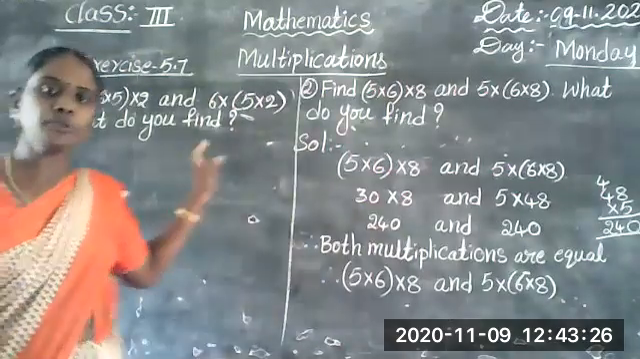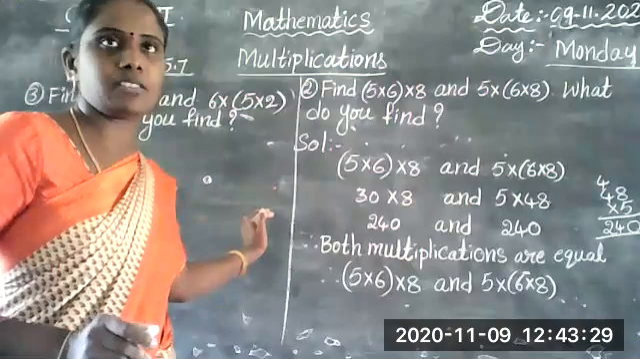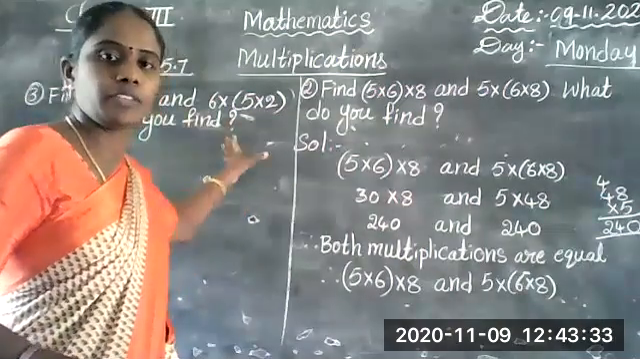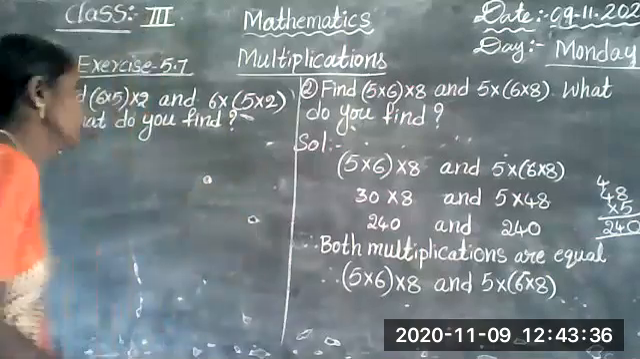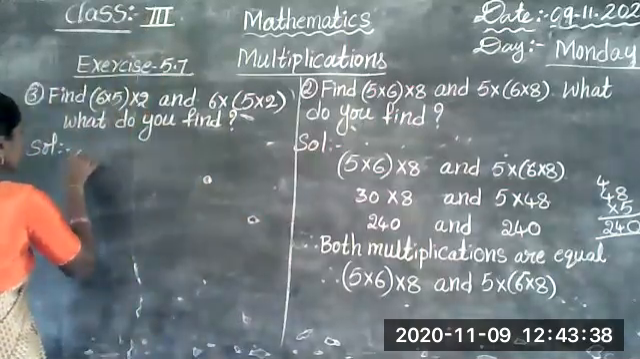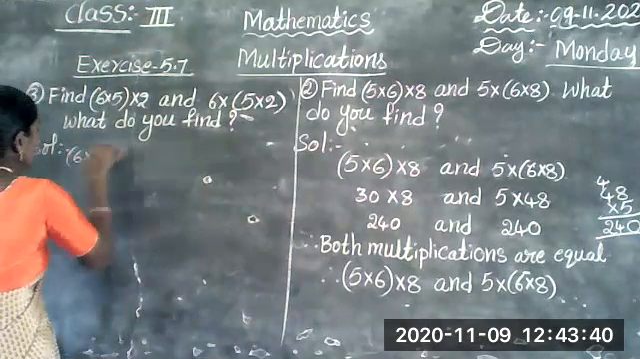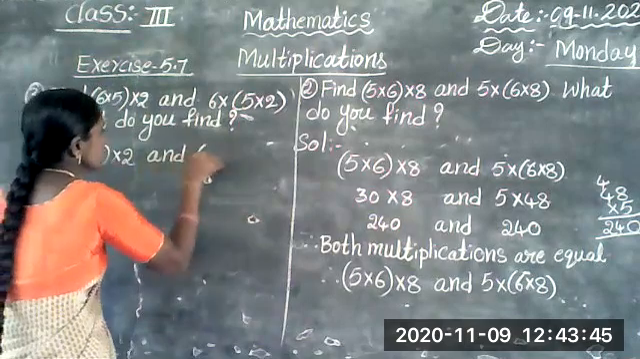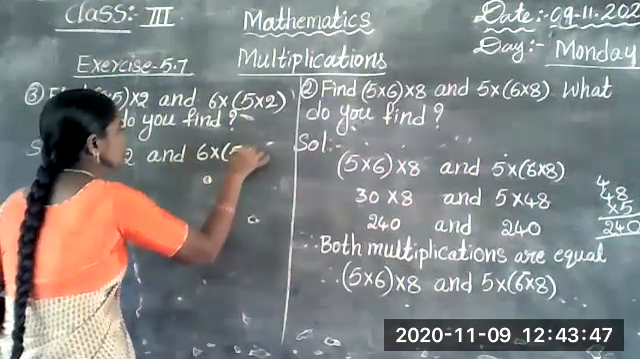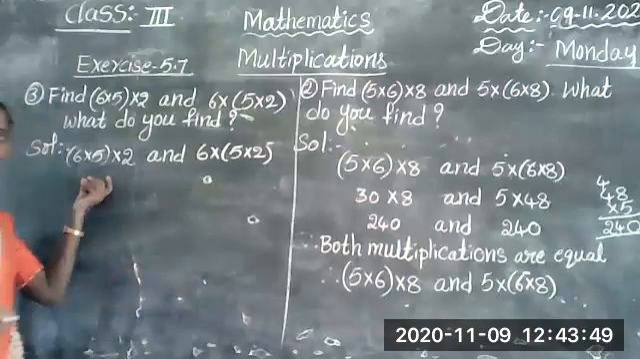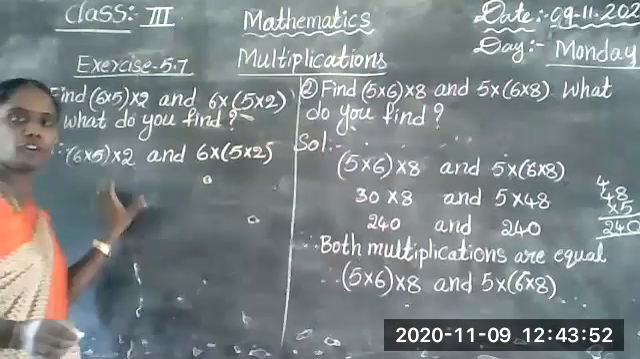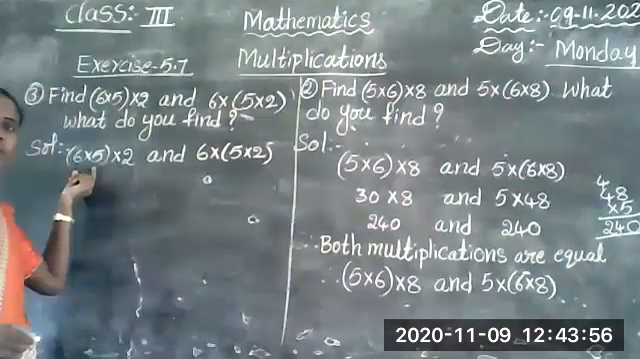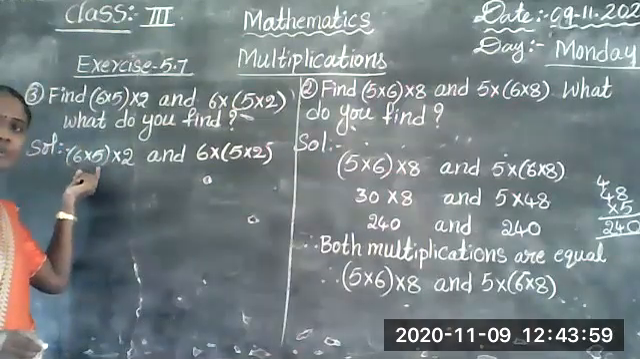In the first step we have to write the given question, that step only. What is given here? 6 into 5 into 2 and 6 into 5 into 2. Okay? Next, do the multiplication. First, multiply these two numbers.